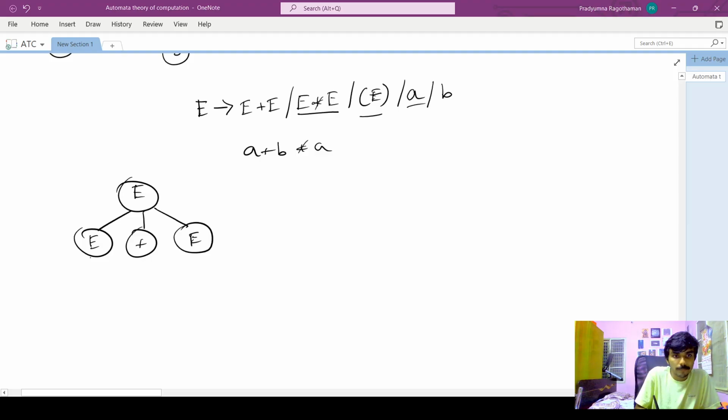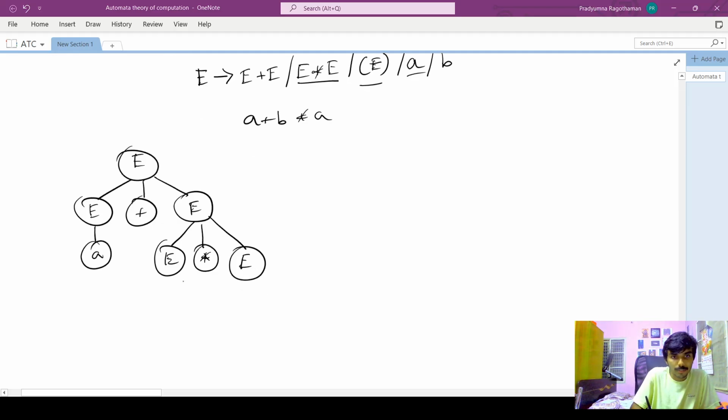This E will be A, this E will be E star E, and finally we can substitute with A, sorry, this is B and this is A. So we have derived A plus B star A, A plus B star A.